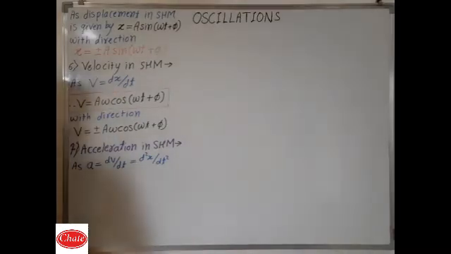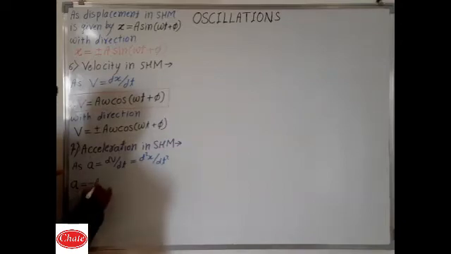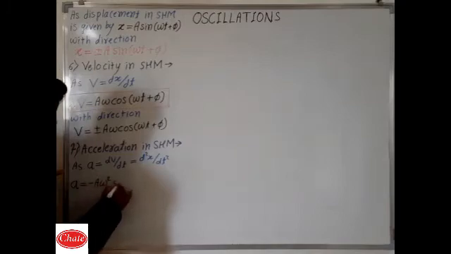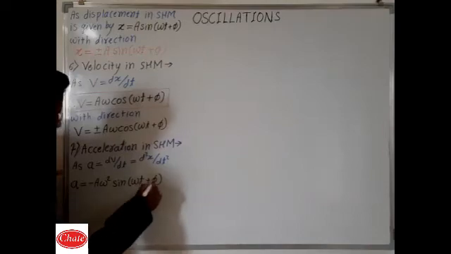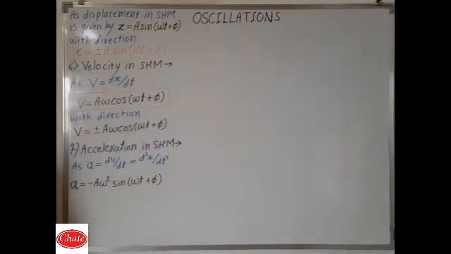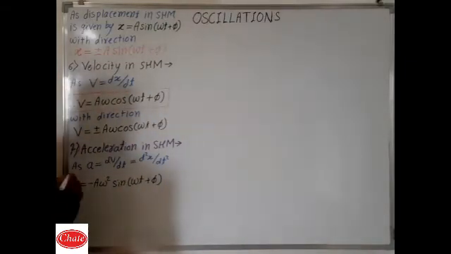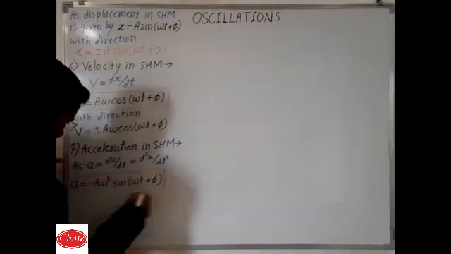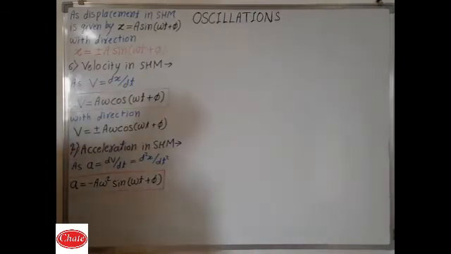You can simply write acceleration is equal to, आता इथं स्मॉल a दाखवतंय, minus a omega square sin(omega t plus phi). ठीक है, ये acceleration का equation. Clear? Yes or no? Hope you got idea about this. Minus a omega square sin(omega t plus phi).